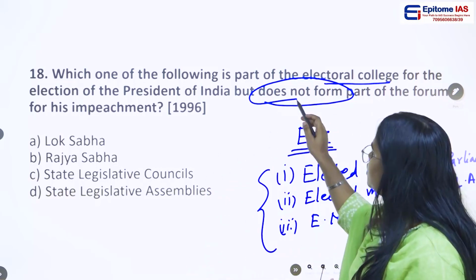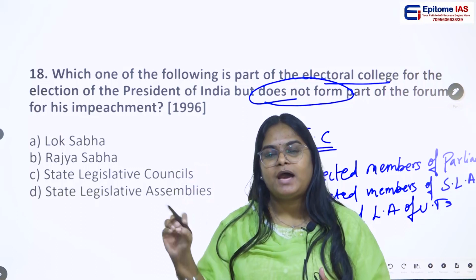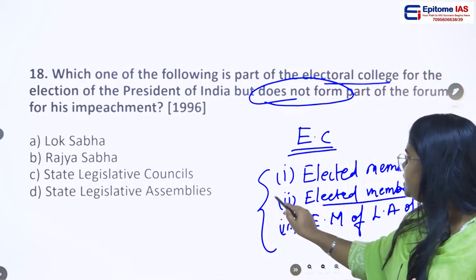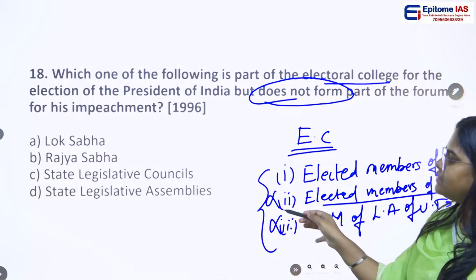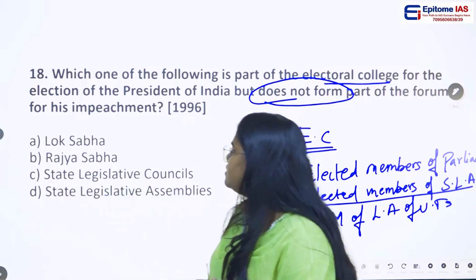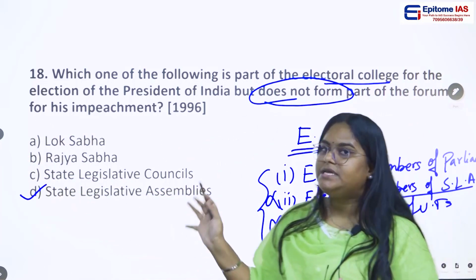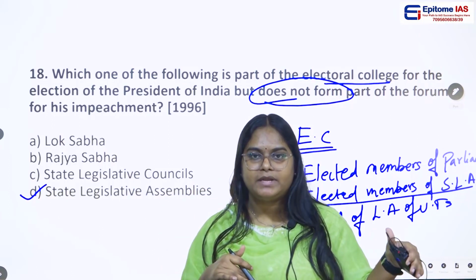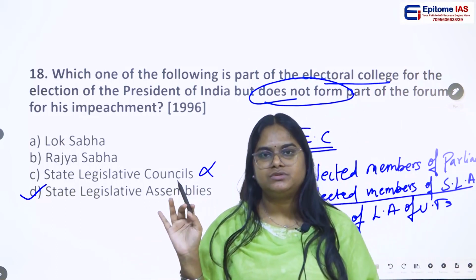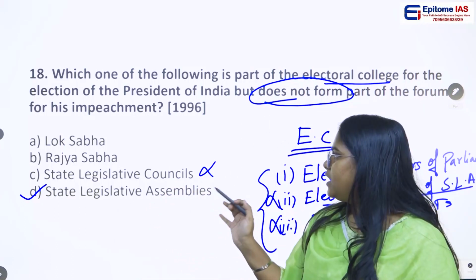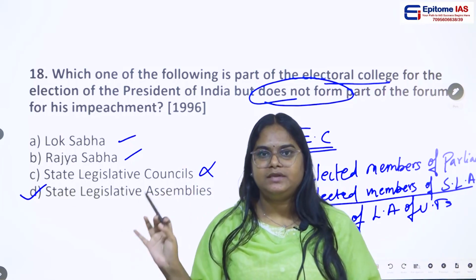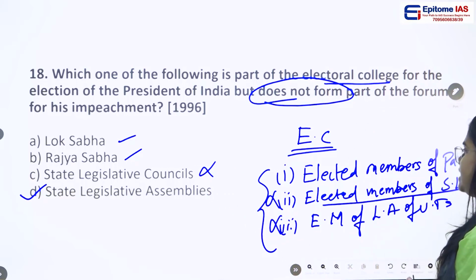But if you see the impeachment process, only the members of the Parliament are included. The members of the state legislative assembly are not included in the impeachment process. So the correct answer would be D, state legislative assemblies, because they take part in the election, but they are not part of the impeachment. The state legislative council is not part of the election or the impeachment. Lok Sabha and Rajya Sabha take part in both election and impeachment. So the correct answer is D, state legislative assembly.